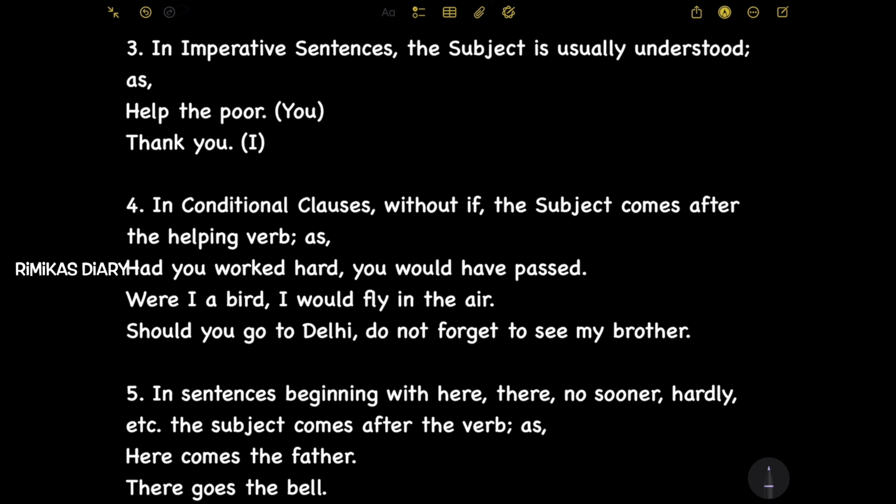Next, in imperative sentences, the subject is usually understood, as in help the poor. So in imperative sentences, the subject is usually understood. In this sentence, help the poor, there is no subject. So it's understood as you. Thank you, it's understood as I.